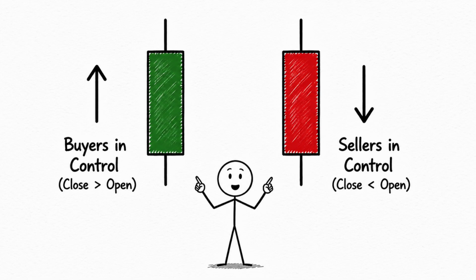When a green candle forms, it means the close was higher than the open, proving buyers were in control. Conversely, a red candle shows that sellers pushed the market down to close lower. If you understand this basic psychology, you will never have to blindly memorize patterns again.